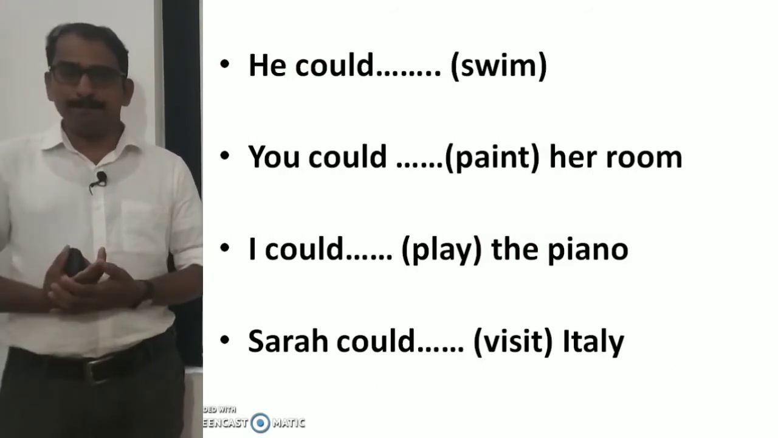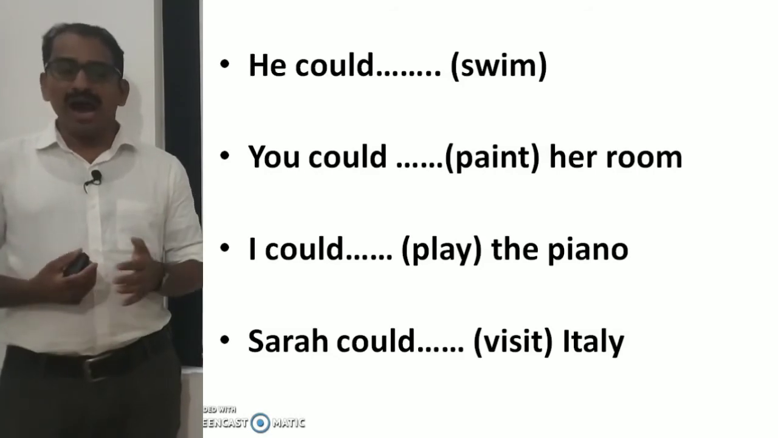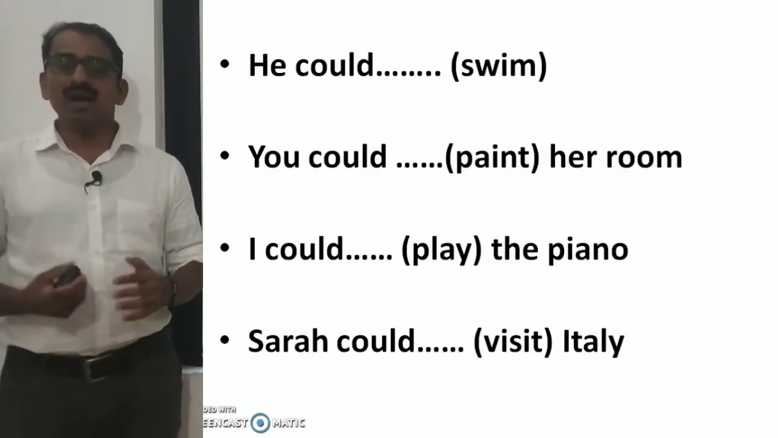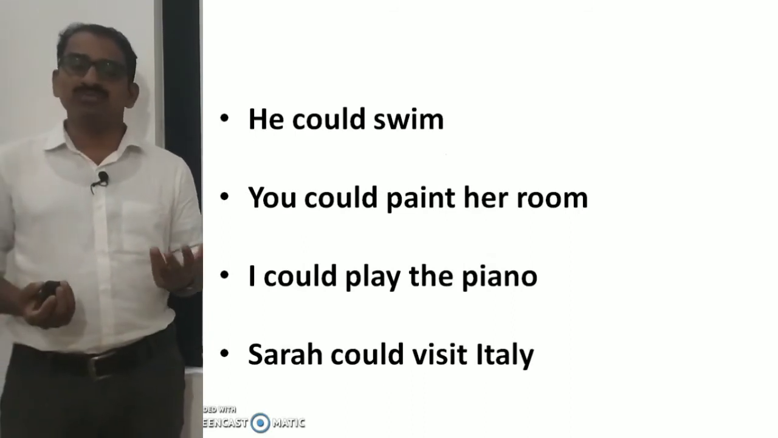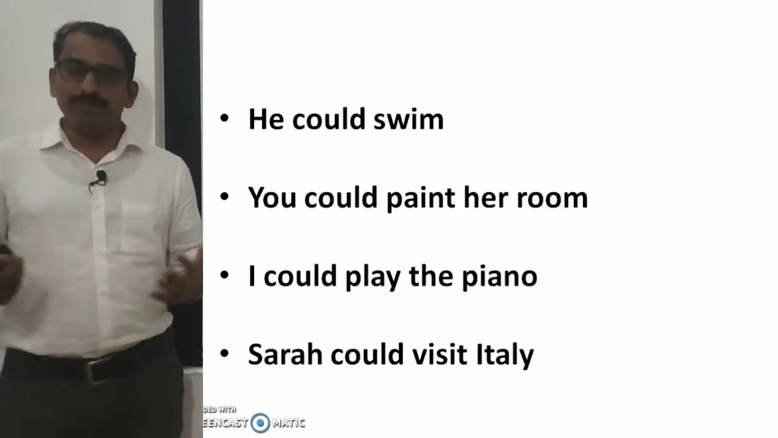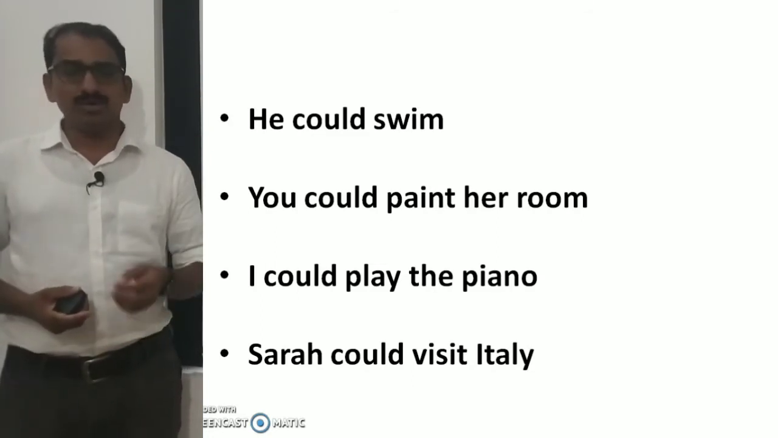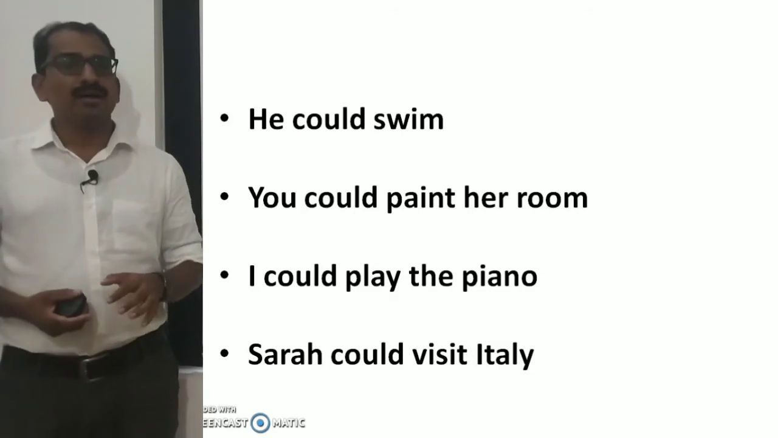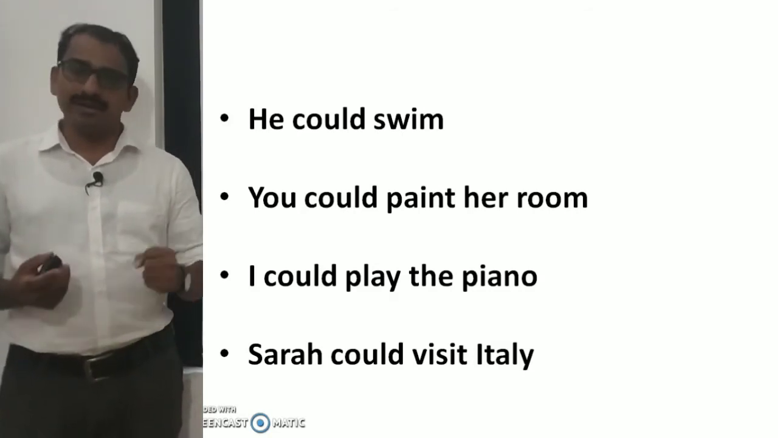Then look at the examples. He could swim. അവനെ നീന്താൻ കഴിഞ്ഞു. You could paint her room. I could play the piano. Sarah could visit Italy. How will be the answer? Nothing. Could plus V1, so the same. He could swim. You will be given these kinds of examples in exams. So you have to understand how to use the correct form of the verb along with these auxiliaries.